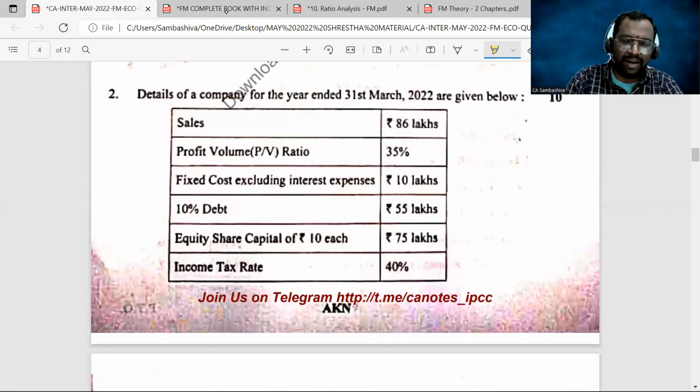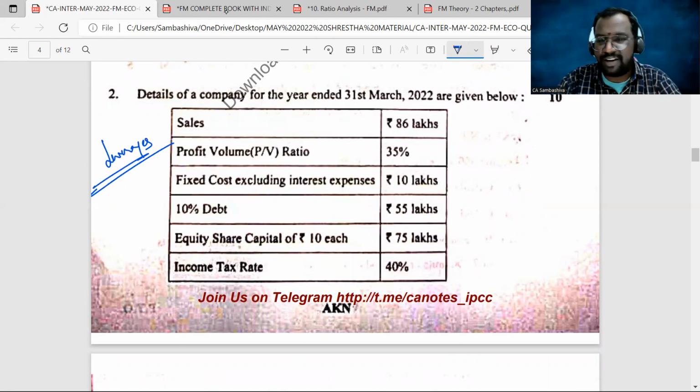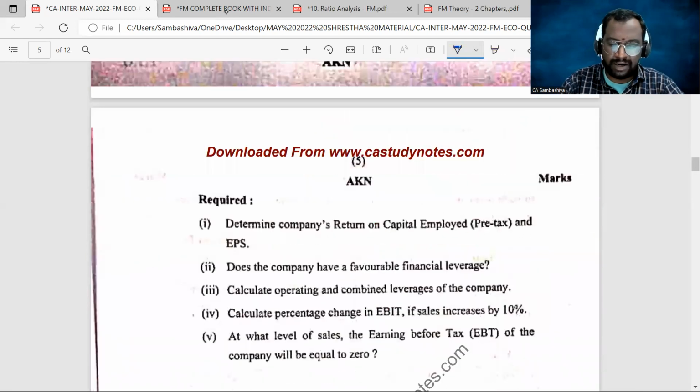This question is from the chapter leverages, one of the easiest chapters in financial management, where we have only three formulas: operating leverage, contribution divided by EBIT; financial leverage, EBIT divided by EBT; and combined leverage, contribution divided by EBT. End of the chapter. Yes or no? Right, sir. So a very straightforward question you have been asked.